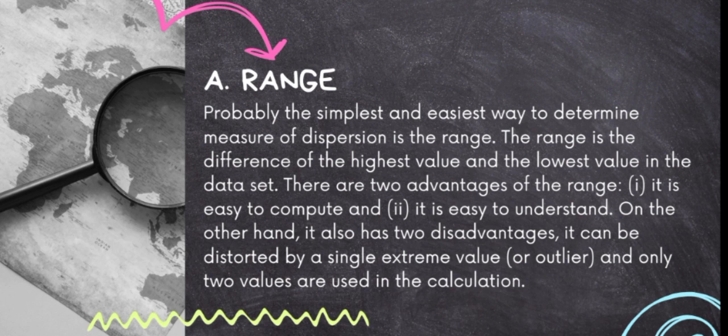Probably the simplest and easiest way to determine a measure of dispersion is the range. The range is the difference of the highest value and the lowest value in the dataset. There are two advantages of the range. It is easy to compute and it is easy to understand. On the other hand, it also has two disadvantages. It can be distorted by a single extreme value or outlier, and only two values are used in the calculation.